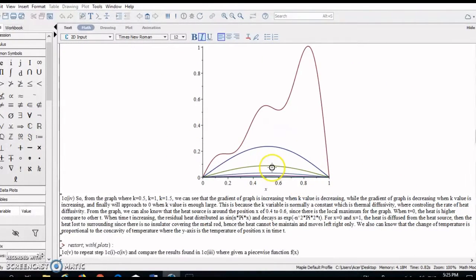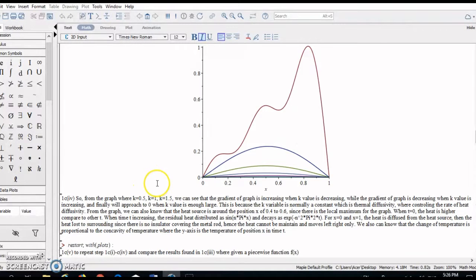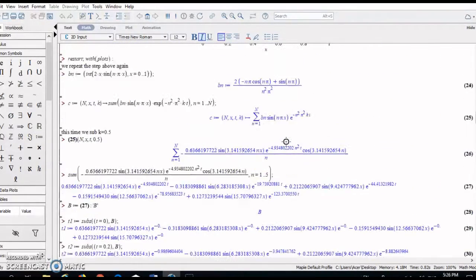So from the graph where k equals 0.5, k equals 1 and k equals 1.5, we can see that the gradient of the graph is increasing when the k value is decreasing. We can see from here.